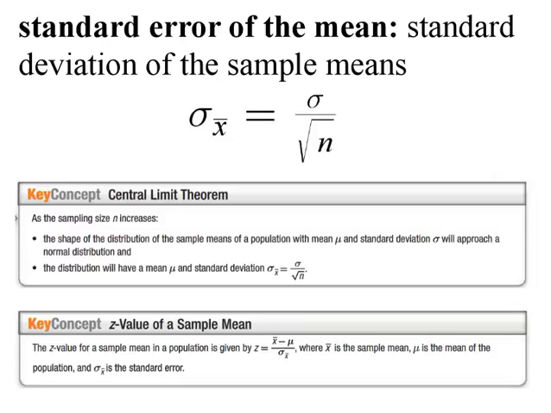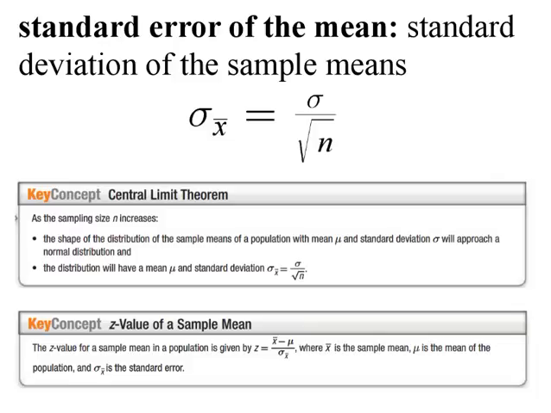Okay, and so the whole deal with today is what is known as the central limit theorem. The central limit theorem states that as the sample size n increases, the shape of the distribution of the sample means of a population will approach a normal distribution. So what they're saying is the bigger the sample, the more it's going to look like a normal distribution. The distribution will have mean mu and standard deviation sigma divided by the square root of n.